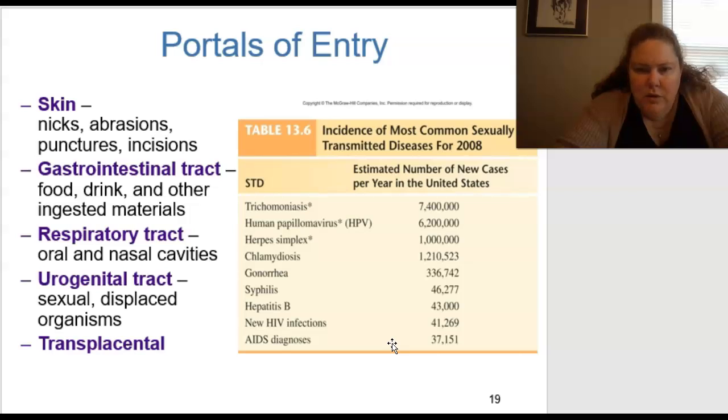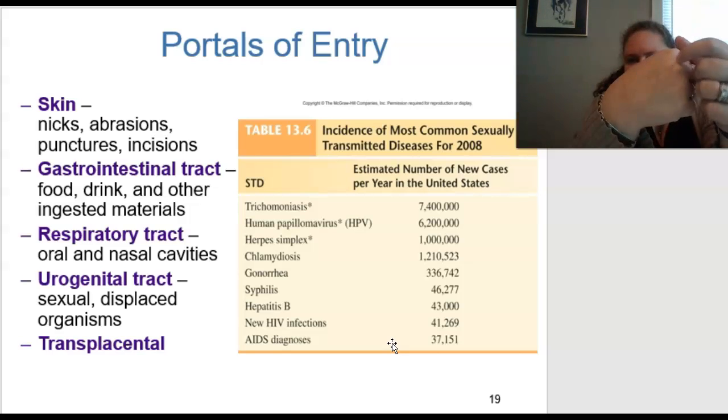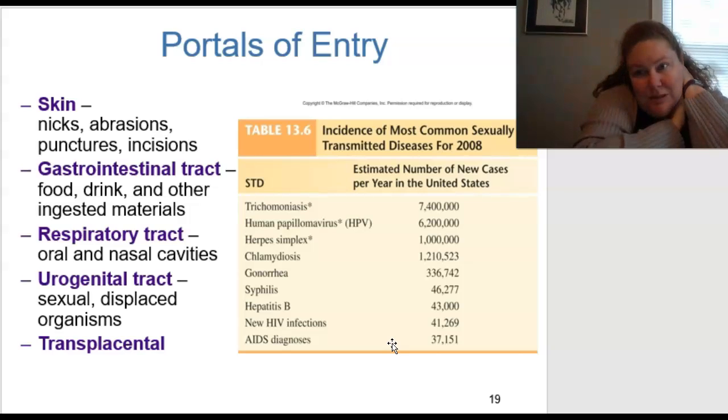Some other portals of entry are the skin, through nicks, abrasions, punctures, and incisions. So I have horses, you guys know that, right? And so I'm constantly doing things in the barn or riding or whatever, and I tend to cut myself and whatnot. I remember, oh, this was great, I dropped a saw on my hand a couple of years ago. I have a nice little scar. You guys probably can't see, but it's right on my knuckle because I literally dropped a saw blade on me because I'm brilliant like that.